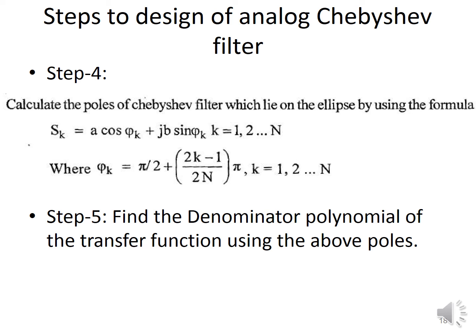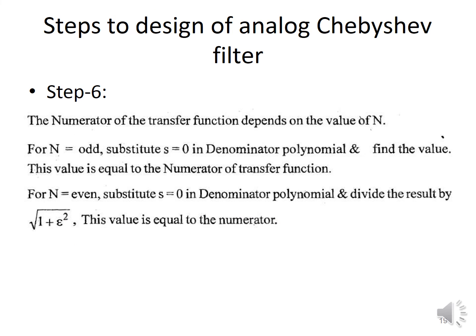The formula is a cos phi k plus j b sin phi k, where phi k is the angle value that will be calculated as pi/2 plus (2k minus 1)/(2n) times pi. And then we are going to calculate the denominator polynomial of the transfer function using the above poles, and then we go on to calculate the numerator of the polynomial. The numerator will be calculated in two steps.